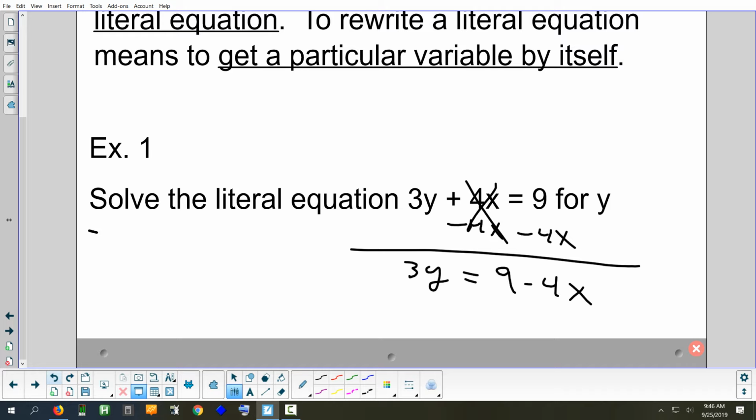Now, some people, I don't know if you've done this before, but you said, well, could I write it this way? Yes, that's exactly the same thing. Negative 4x, positive 9, a negative 4x and a positive 9.